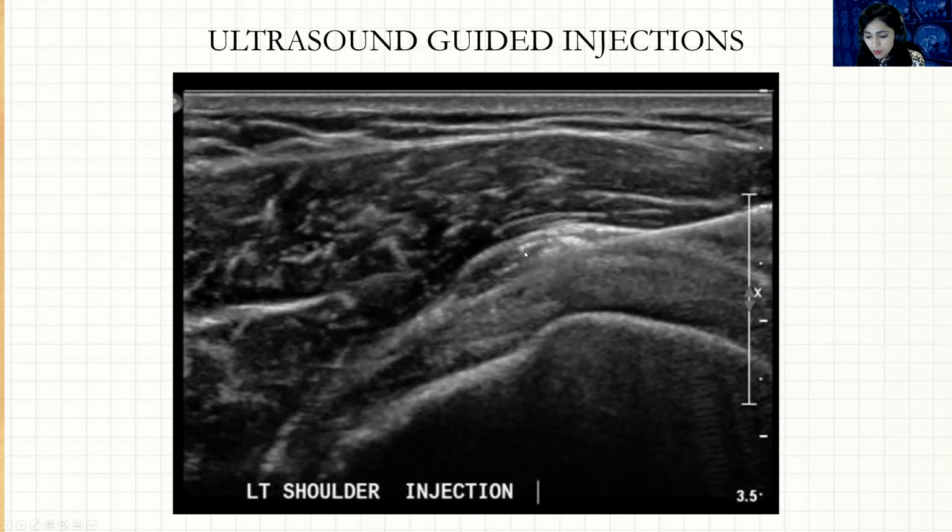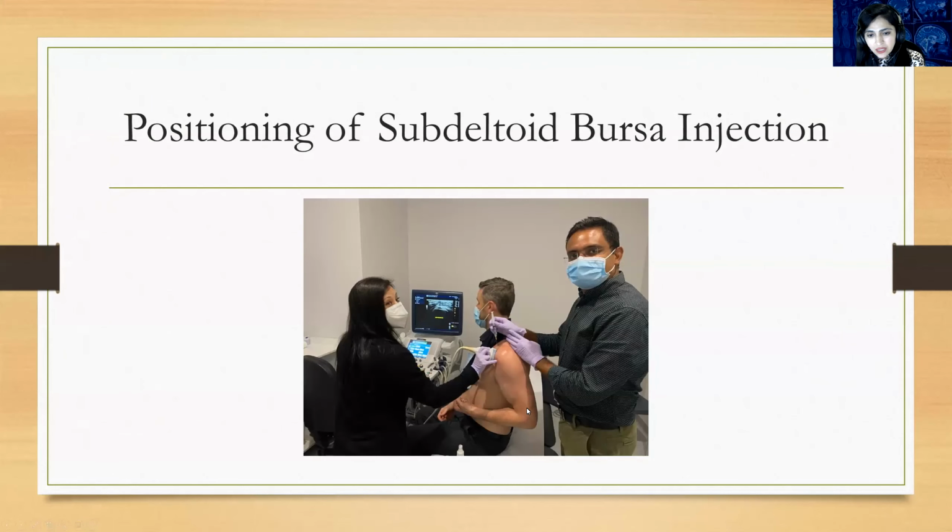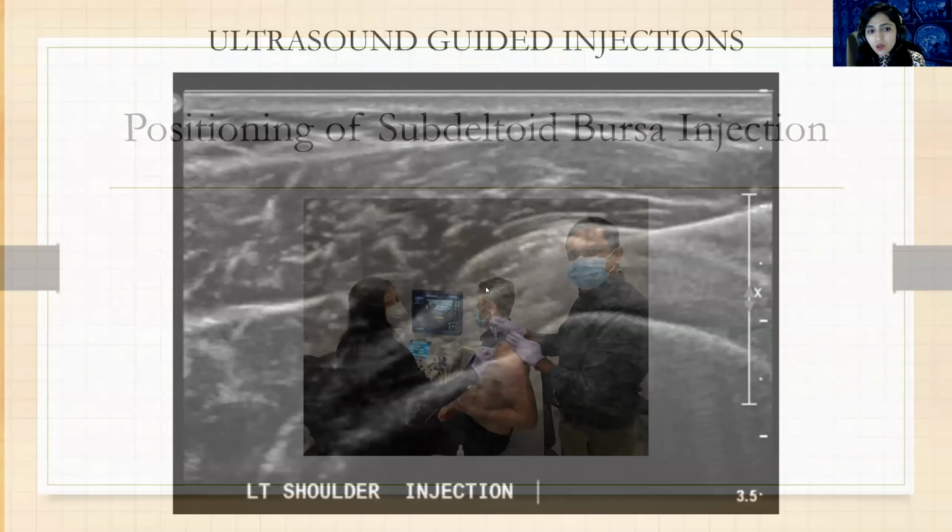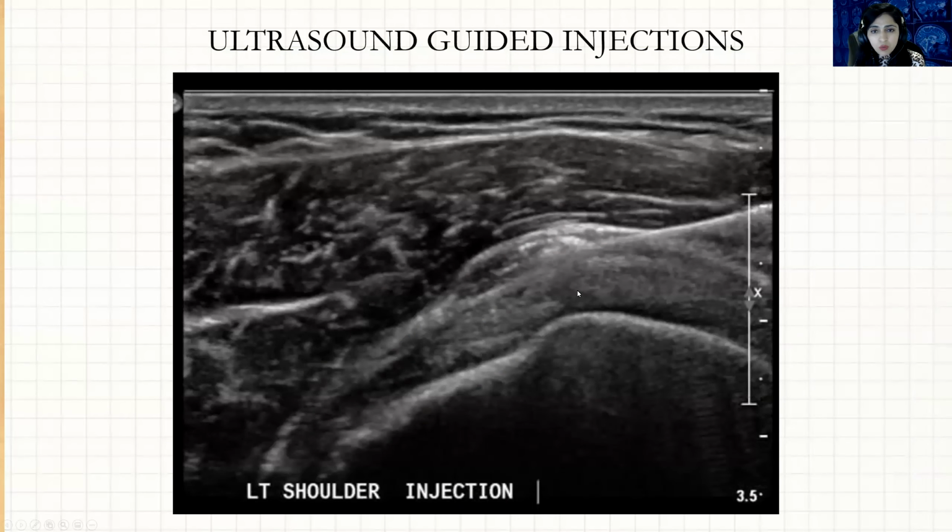And the purpose of this position, this flexion and this extension, is to take the acromion away, because the acromion is present right at the top of the bursa. So we have to take the acromion away from our field. As you can all see, the acromion is not seen in this field. So this is the best position, I think, for the subacromial bursa injection.